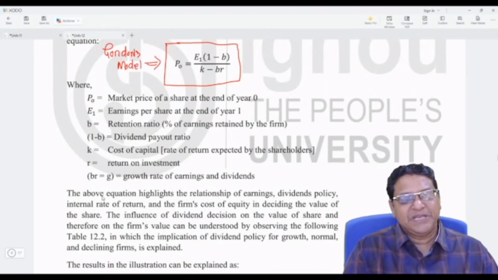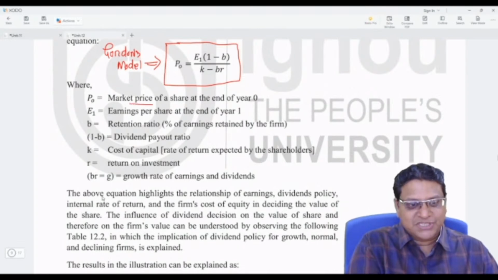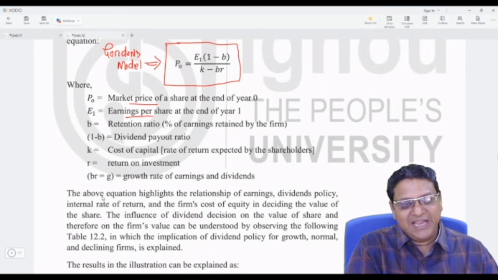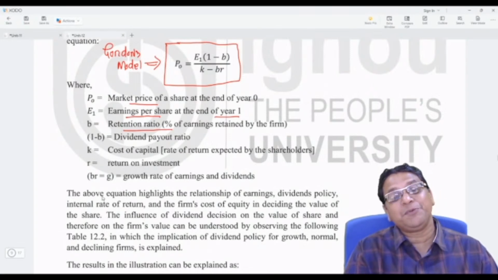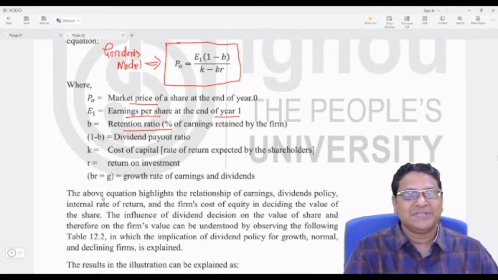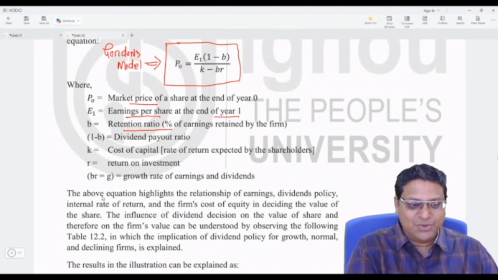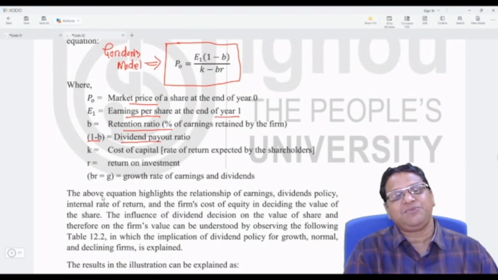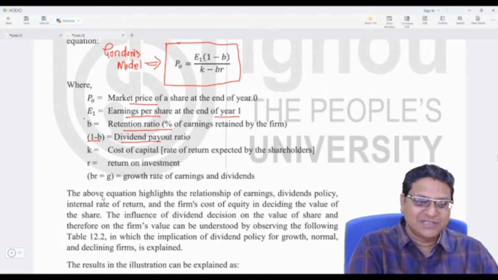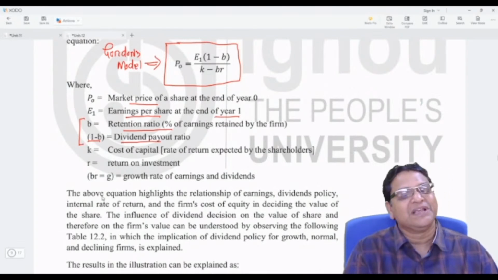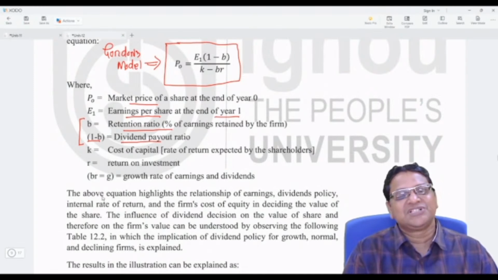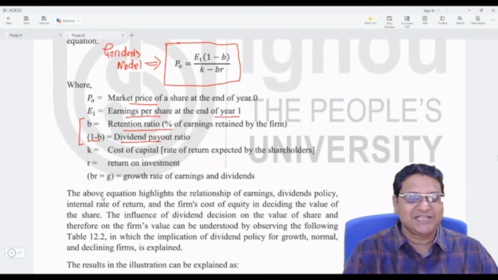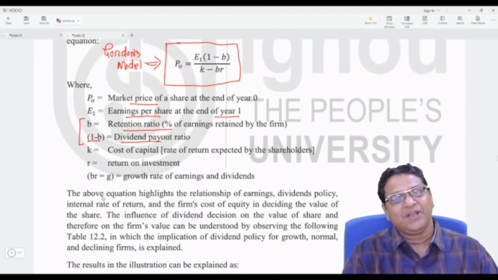Now what is P0? P0 is equal to market price per share. What is E1? E1 is earning per share at year end one. What is B? B is equal to retention ratio, which tells how much percentage of profit is retained by the business. So if B is the retention ratio, 1 minus B is the payout ratio. Dividend policy is deciding regarding B and 1 minus B, retention ratio and payout ratio. Retention ratio plus payout ratio is always equal to 1. Hence, B is the retention ratio and the payout ratio will be 1 minus B.